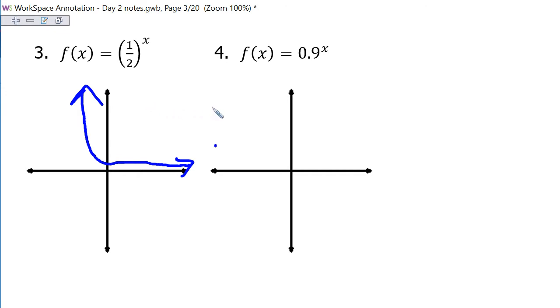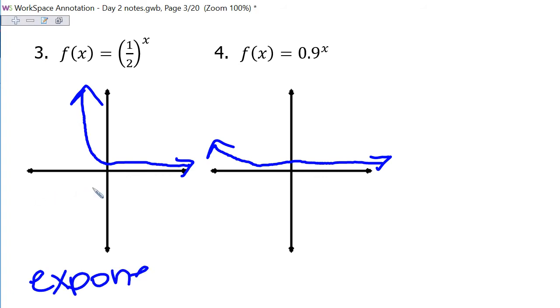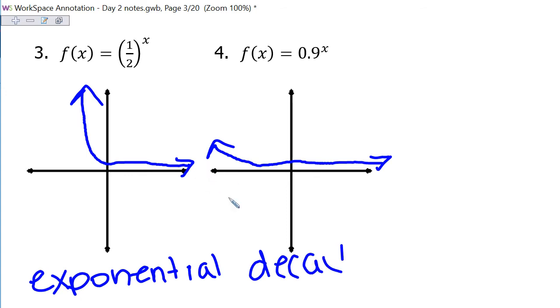Now, from left to right, what's happening to these functions? They're going down. They're decreasing. So both of these are called exponential decay. If it's going up, it's exponential growth. If it's going down from left to right, it's exponential decay. Now, from the equation, you can easily tell whether it's exponential growth or exponential decay.